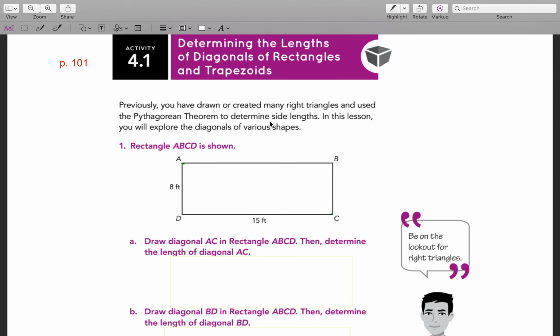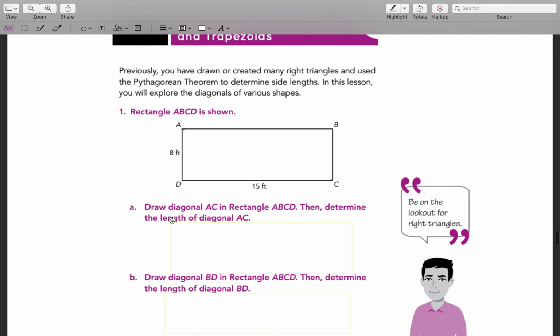Page 101. Previously, you have drawn or created many right triangles and used the Pythagorean theorem to determine side lengths. In this lesson, you will explore the diagonals of various shapes. So first, we have a rectangle ABCD. Draw diagonal AC in rectangle ABCD, then determine the length of diagonal AC.